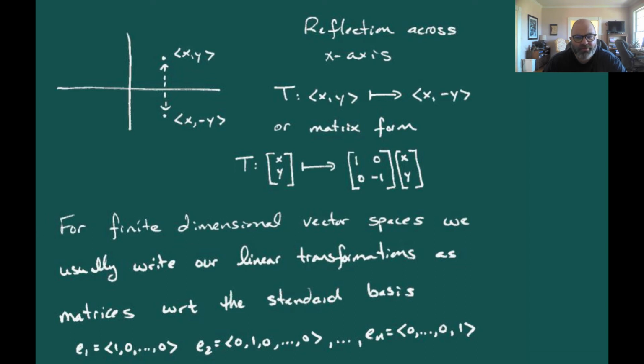And so for finite dimensional vector spaces, what we usually do is write our linear transformations as matrices with respect to the standard basis. So we've got our standard basis where e1 is just going to be a 1 in the first component, 0 everywhere else. e2 is 1 in the second component, 0 everywhere else, all the way out to e sub n, which is 0 everywhere except for the nth component.